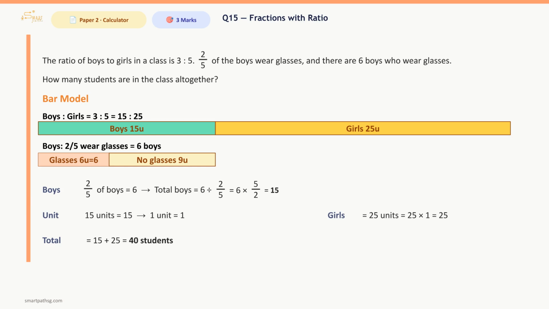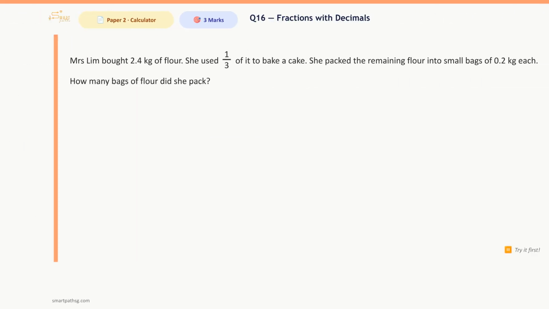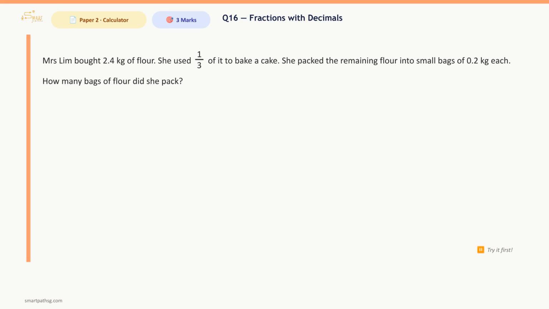Recognizing that ratio is just a different way of representing fractions, you can readily apply what you have learned about fractions in previous lessons to such combined topic problems. Next, we tackle a problem combining fractions and decimals.